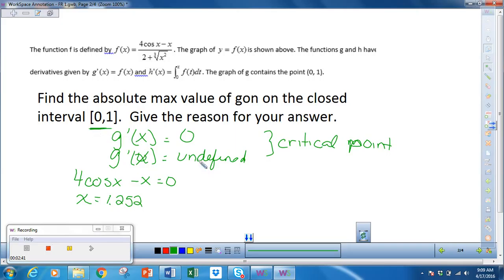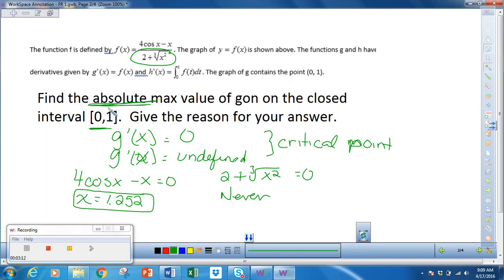The other thing that you had to do is determine when this is undefined. So we also had to look at the denominator and see where 2 plus the cube root of x squared is equal to 0, and you would see that that never happens. So our only critical point was 1.252, and it was outside of our domain. At this point, a lot of you just said, well, there's no max or min. But it asks for an absolute max or min.